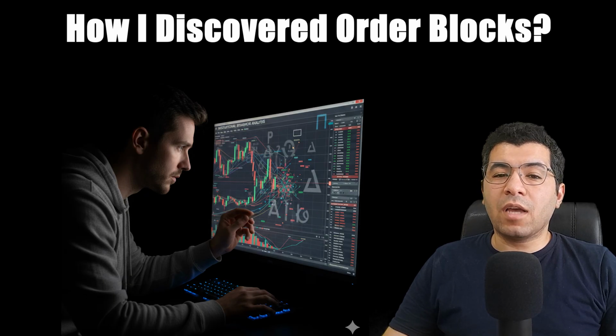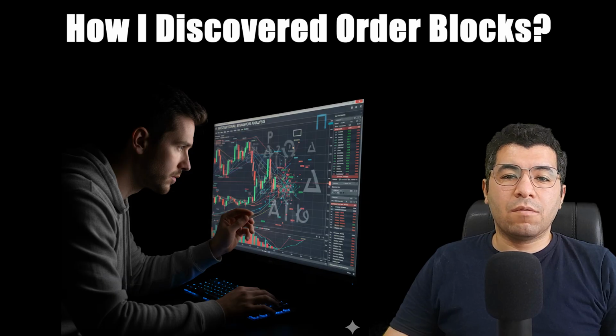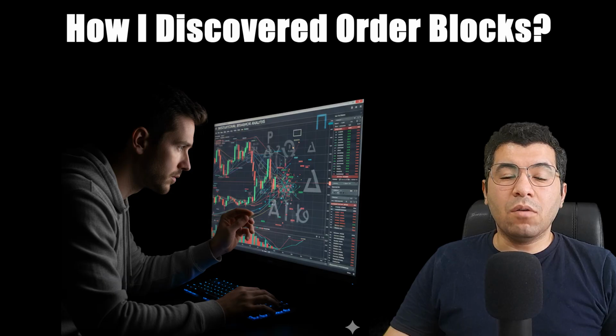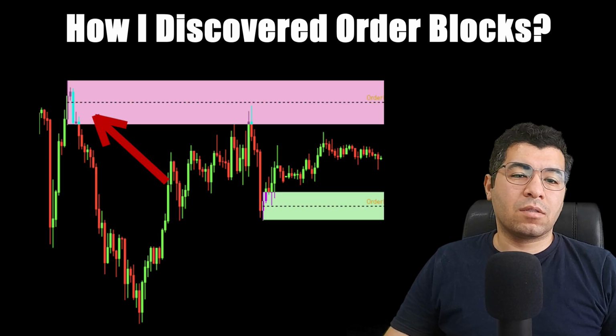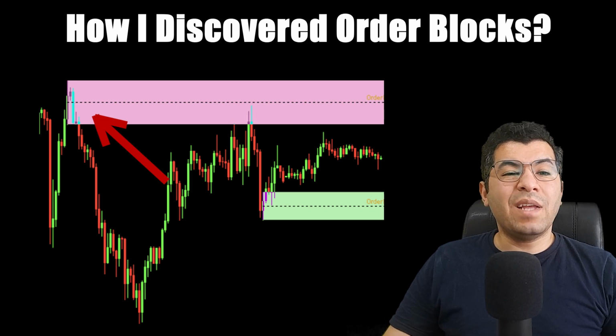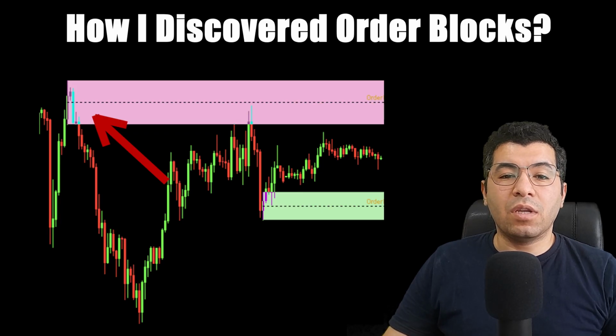One night I decided to study institutional price behavior. I started noticing patterns. Strong moves always began from certain candles that kept repeating. Those candles were order blocks, the exact zones where smart money had placed their orders. Once I learned to read them, everything started making sense. So let's break down what they really are and how you can use them too.